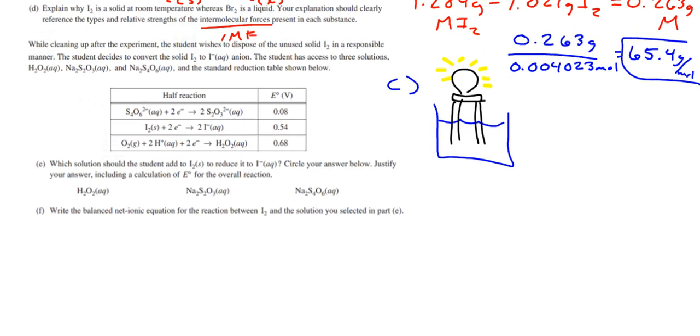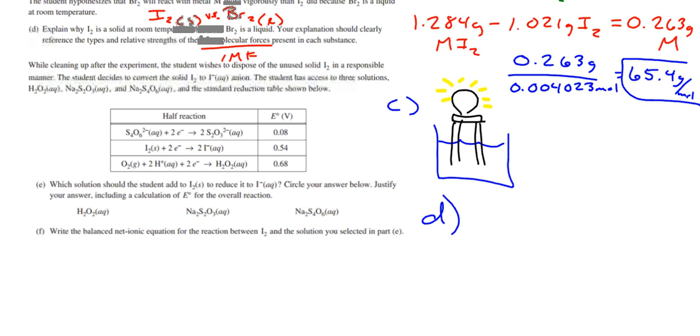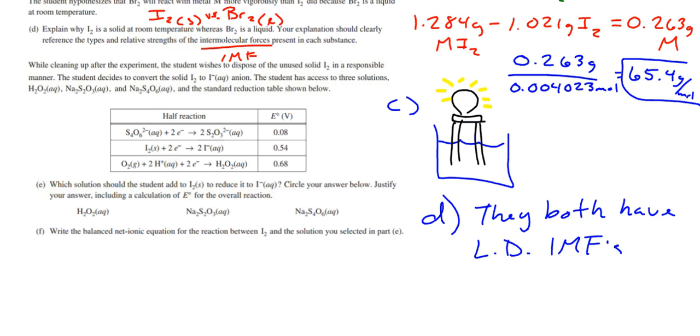So I like to always state what the IMFs have. Do they have different IMFs? They're the same. They both have LDs. I say that. Now maybe you don't know yet, but you should be able to figure out the very fact that one's a solid, one's a liquid. The one that is the solid has stronger or weaker IMFs? Stronger, they're stickier, right? They're staying together. A liquid a little weaker, gas much weaker.